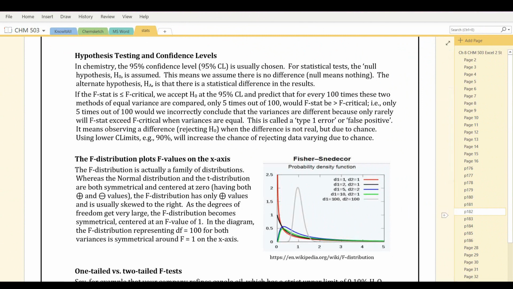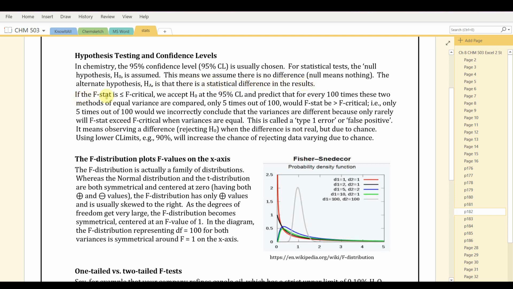Page 182. There's more theory we need to consider. Hypothesis testing and confidence levels. In chemistry, the 95% confidence level is usually chosen. For statistical tests, the null hypothesis H0 is assumed. This means we assume there is no difference. Null means nothing. The alternate hypothesis HA is that there is a statistical difference in the results.